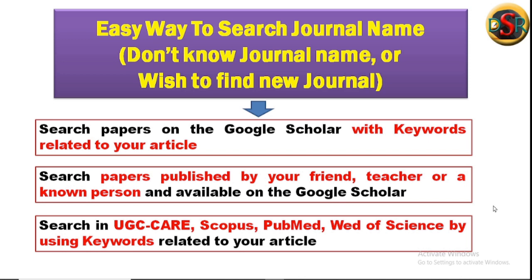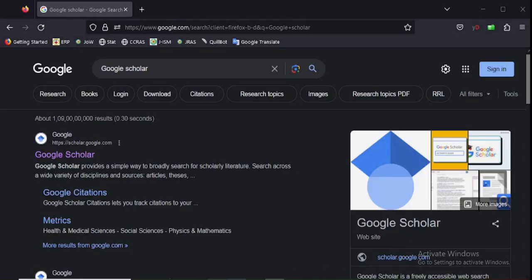The second way is to search papers published by your friend, teacher, or a known person and available on Google Scholar. The third way is to search in UGC-CARE, Scopus, PubMed, or Web of Science by using keywords related to your article. Let's search journals on Google Scholar.